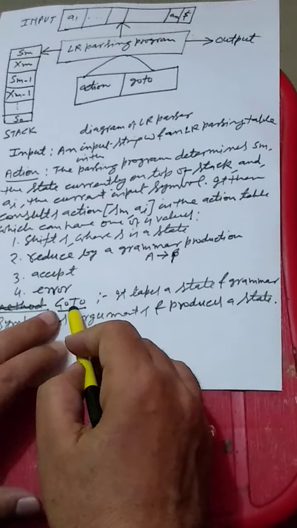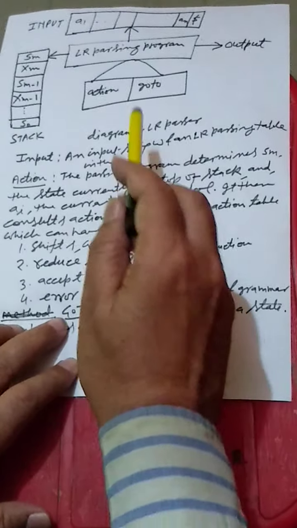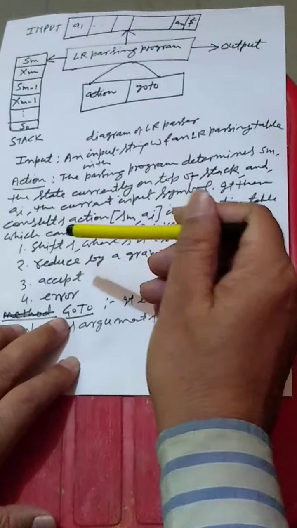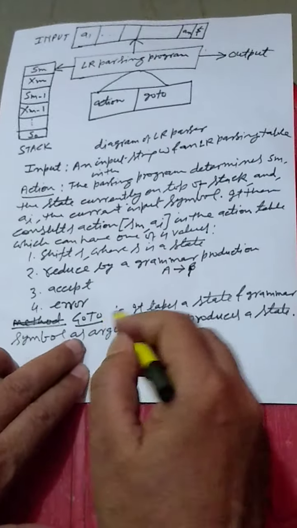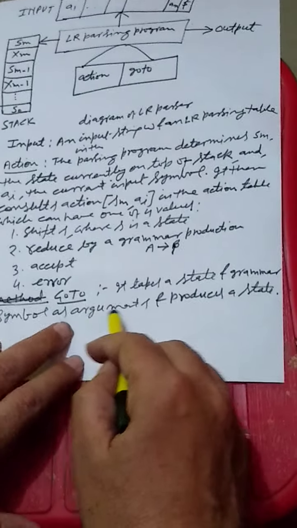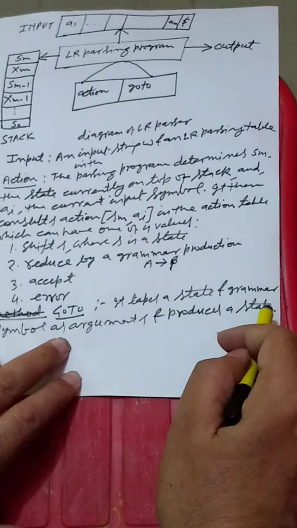Then calculation of goto. As I have already told you, the parsing table has two parts, action and goto. Action will be calculated like this, and goto takes a state and grammar symbol as arguments and produces a state.